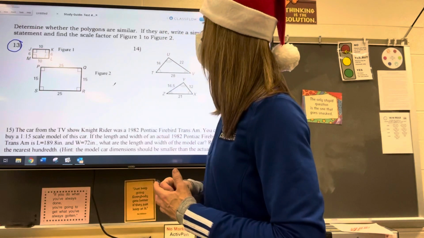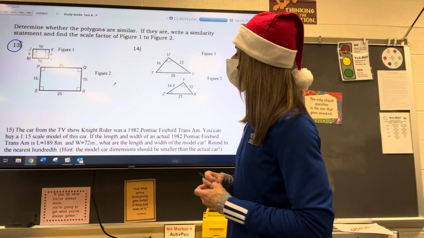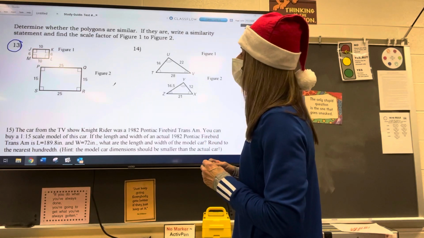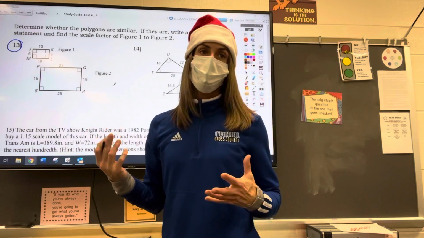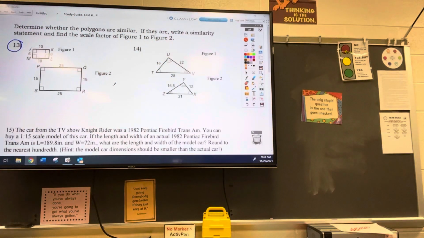Let's start with problem number 13. Determine whether the polygons are similar. If they are, write a similarity statement and find the scale factor of figure 1 to figure 2. We need to first determine whether the polygons are similar. All their corresponding angles should be congruent, and these are all right angles, so clearly all the corresponding angle pairs are going to be congruent. Now we have to figure out if the sides are proportional.